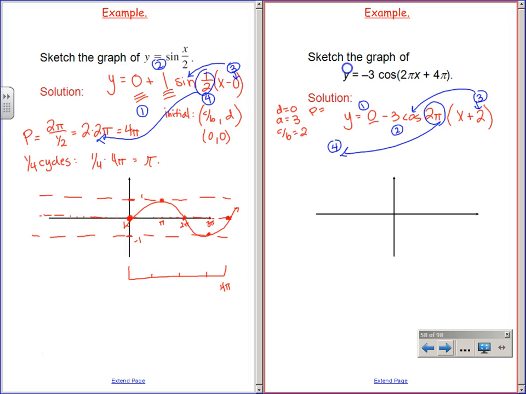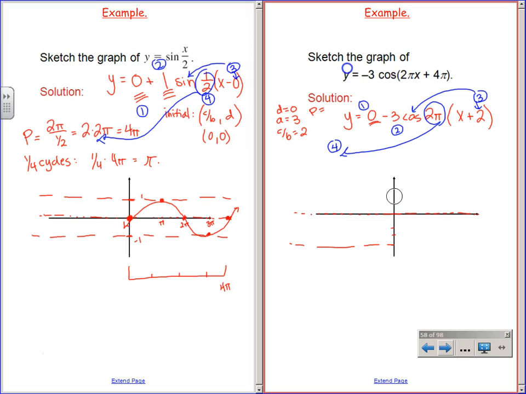Okay, so my D, 0, has shifted up or down at all? Nope, the middle is still right here on the x-axis. Okay, but how high and how low is my wave? 3 up from there and 3 down from there. The negative doesn't change how high, how low does this go.